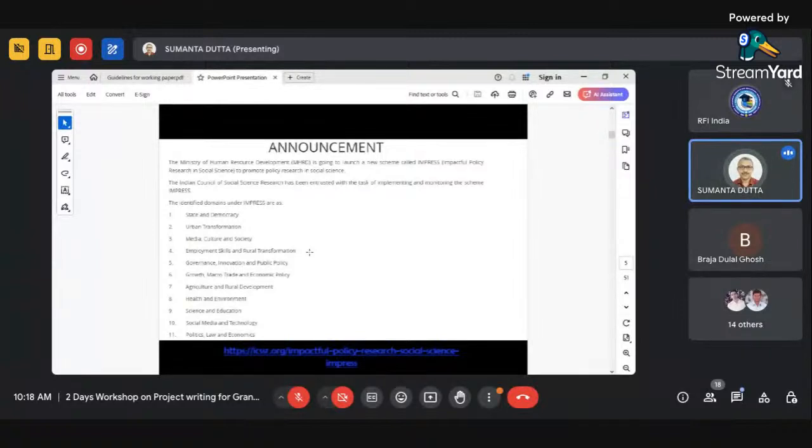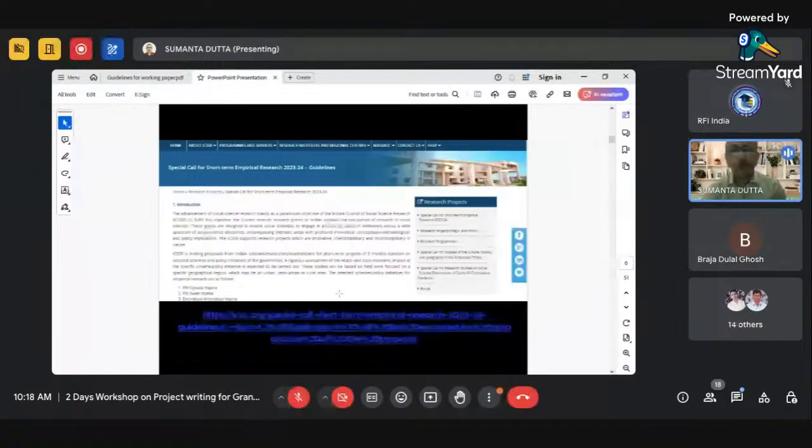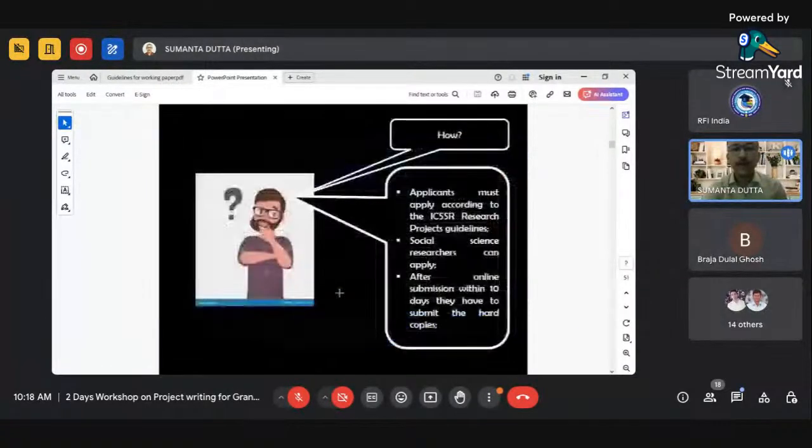The most interesting part is that based on the performance of your progress, you will get the fund, once the proposal has been accepted by the ICSSR policy implementation body. The most important thing is that there are so many dimensions. So many dimensions means how I can apply.